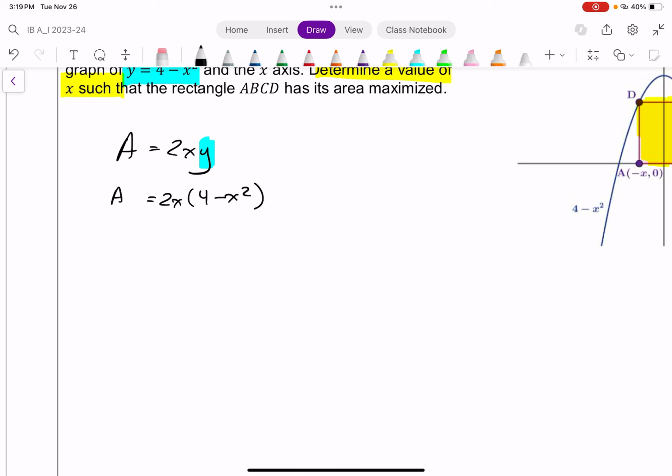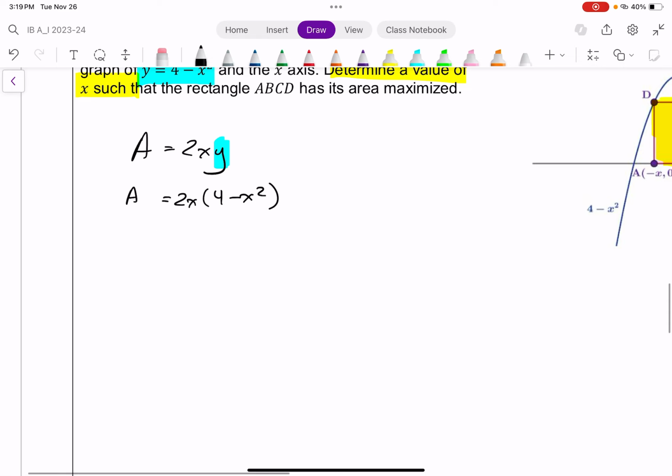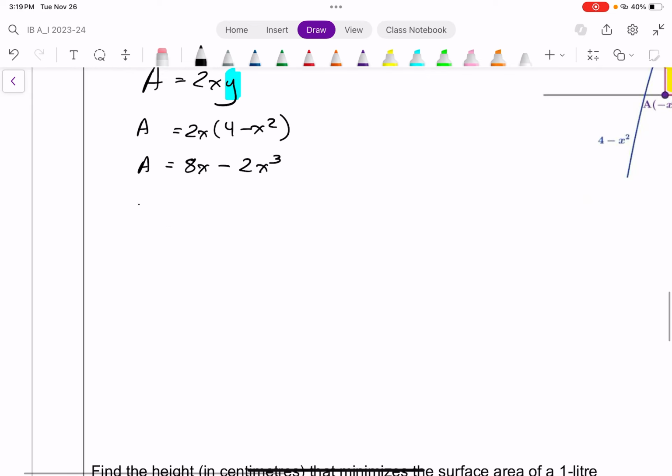And again, if we don't need to differentiate, we could just graph this and find the value of x where we have our maximum value. Again, though, I want to do a little differentiating, so I get 8x minus 2x cubed. That's my area function. I want to differentiate this with respect to x, so dA/dx. I get a nice simple function, 8 minus 6x squared. And I want to make this equal 0 to find my stationary points.